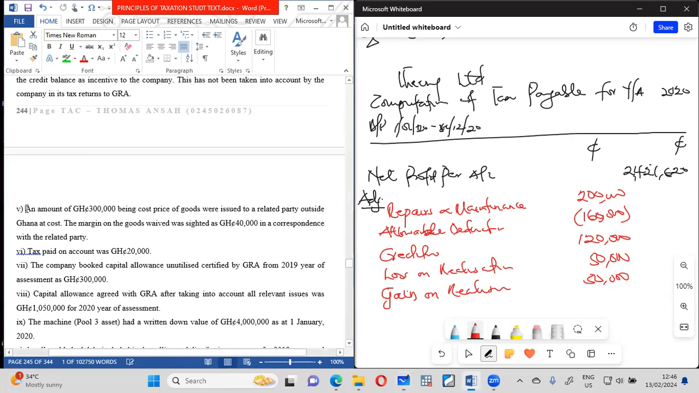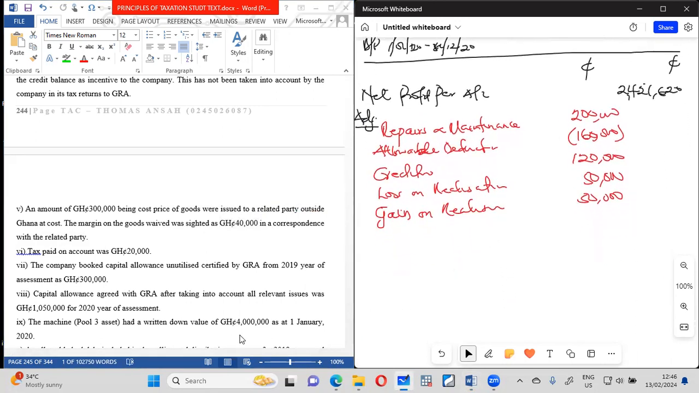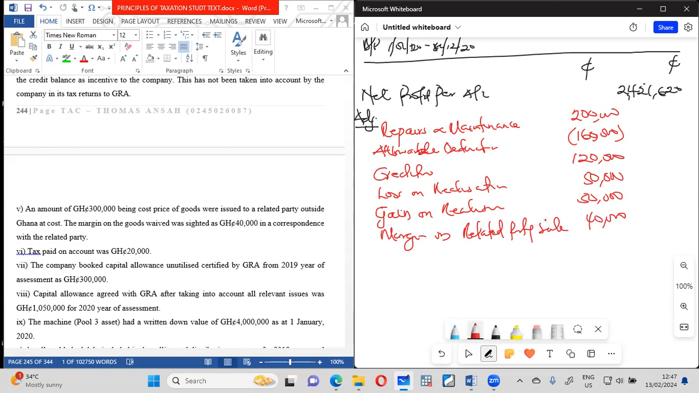Then it says that an amount of 300,000, all right, being the costs were issued to a related party. The margin on these things was 40 in correspondence with that. So they didn't disclose this 40. So we should record the 40. Okay. You can record the 340 as the selling price and deduct the cost as the 300. So at the end of the day, we have the margin on related party sales. So it's a gain. So you add it. They didn't do it. We are doing it. If they had done it, fine.